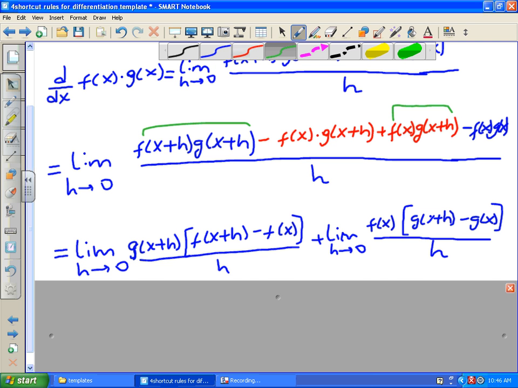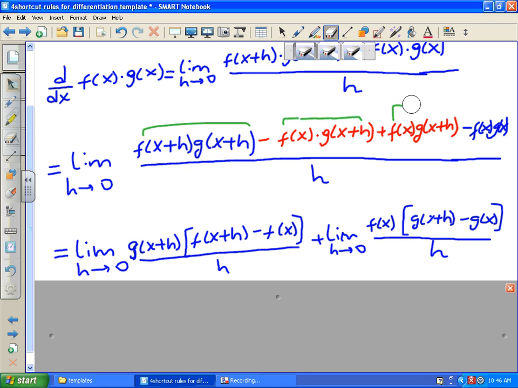Let me see. Yeah, I think they did the first one with the next one. So let me just put those two together. Again, both of them have g of x plus h in them. If you factor the g of x plus h out, you will be left with f of x plus h from the first minus f of x from the second. And you do the same with the other two. Just take out an f of x from those two because that's in common, and you're left with this.